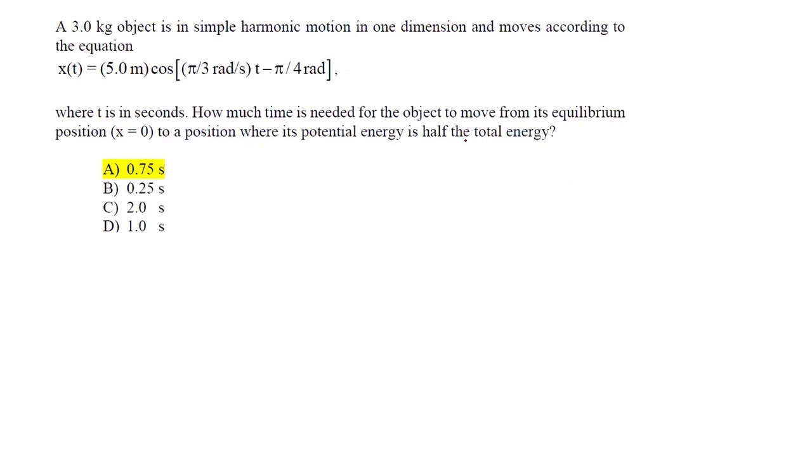So let's look at this problem here. What do we have? We have an object, and I give you the mass of the object. This is chapter 15. M is equal to 3 kilograms, and the object is in simple harmonic motion in 1 dimension and moves according to this equation. Here I gave you X max, this is omega, and of course this is phi. x at any time is x max cosine of omega t plus phi. X max is 5, omega is pi over 3 radians per second, and phi is minus pi over 4. So t is in seconds.